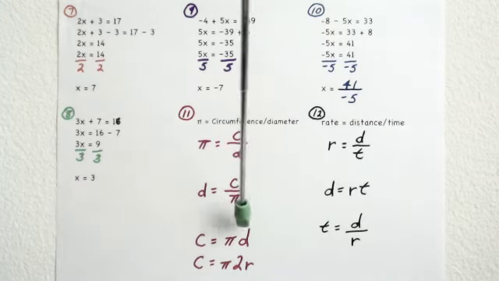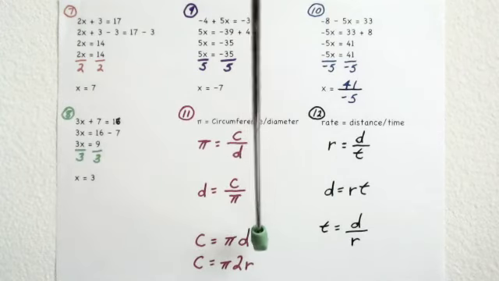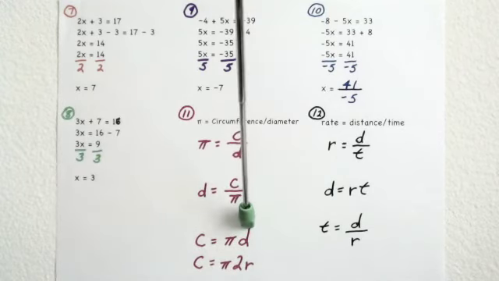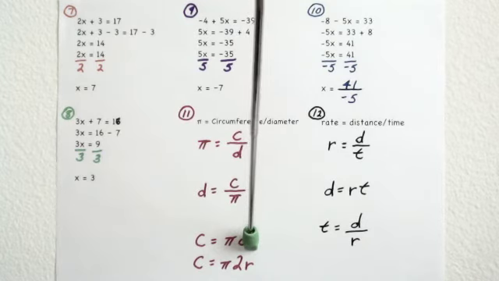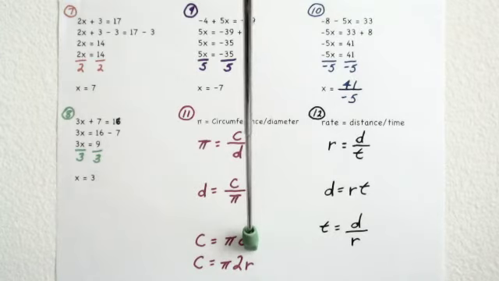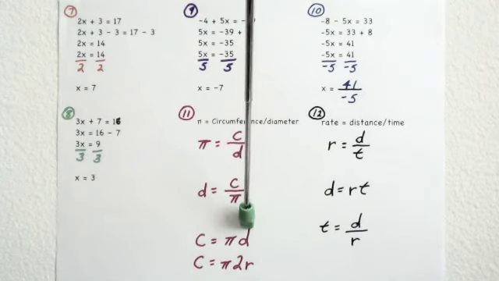Now, diameter is the same as 2 times the radius. The diameter is twice the radius. The radius is from the center to the side of the circle. The diameter is from one side of the circle to the other through the center.